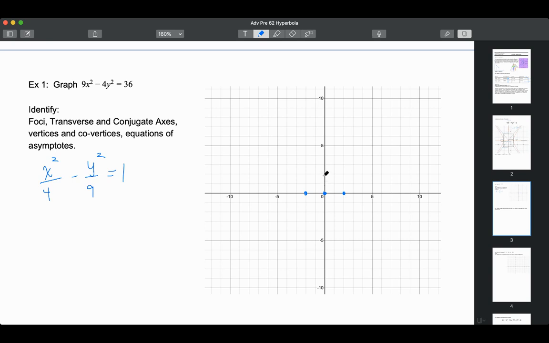I'm going to go up 3. I'm going to go down 3. Those are my co-vertices. So I could go ahead and sort of sketch in my rectangle to help me draw my asymptotes. So, all right, I'm going to start here and then take it down. So my asymptotes are going to go here and on the opposite side.